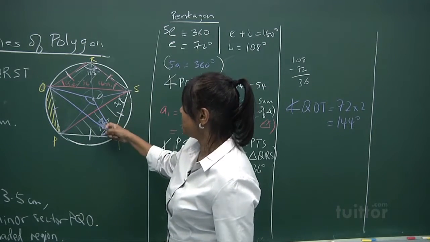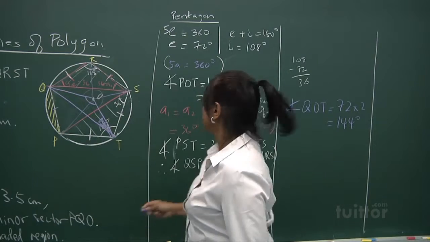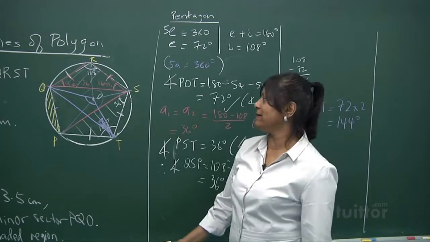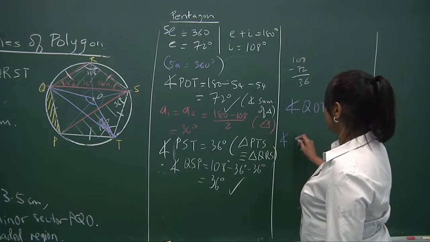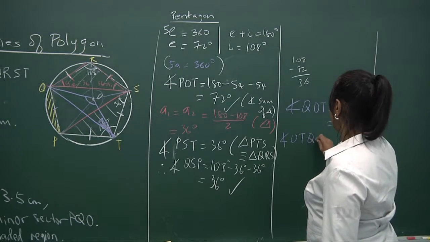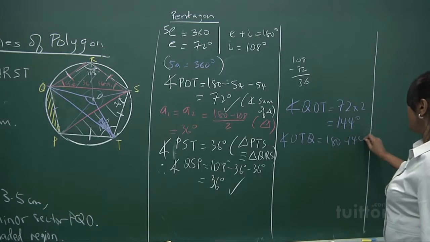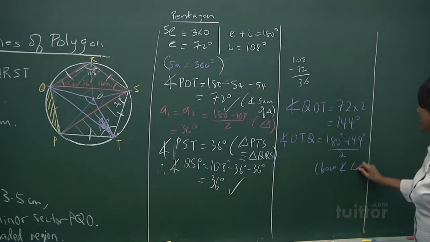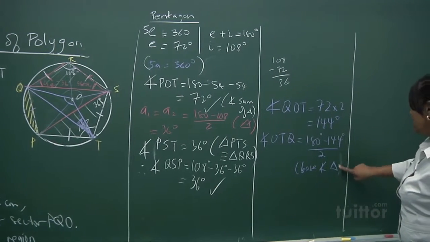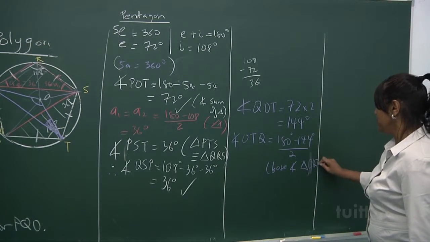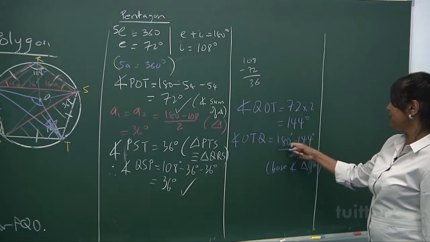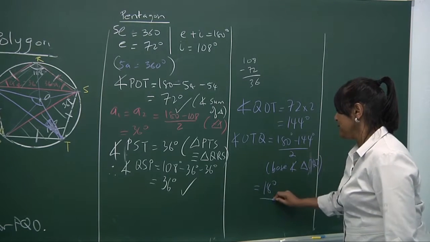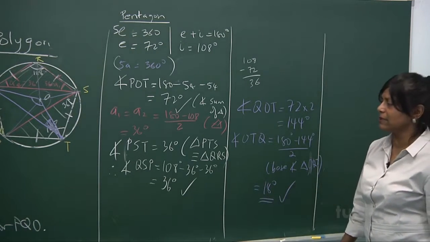Now, this triangle QOT is an isosceles triangle as QO and OT are radii. So angle OTQ is 180 minus 144 divided by 2. We call it the base angle of the isosceles triangle OQT. So that will give you 180 minus 144 is 36. 36 divided by 2 is 18 degrees. I hope that's clear to you.